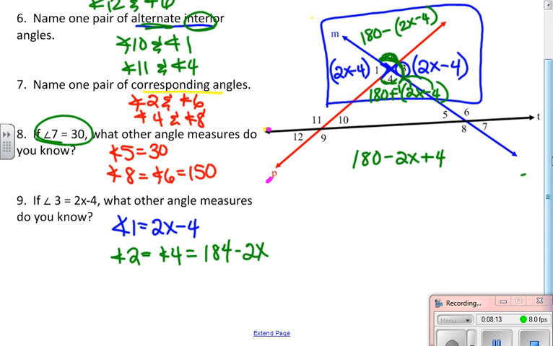In the next video, we're going to talk about what happens when the lines are parallel, which is when things get very interesting.